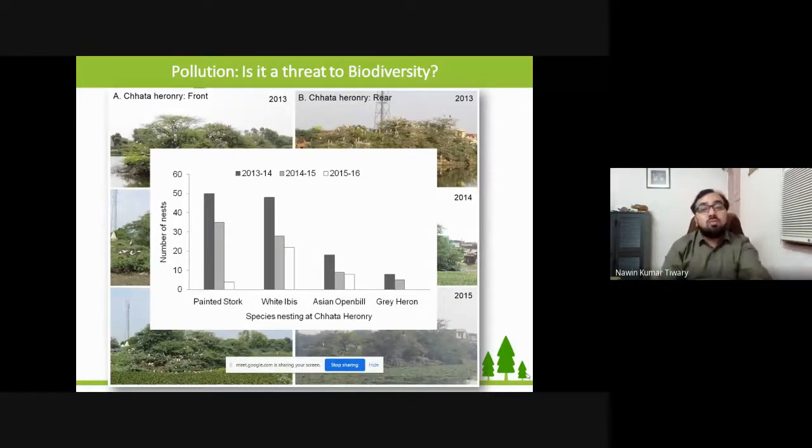So these four birds, which were nesting here, painted stork, white ibises, open bills and grey herons. And over a period of time you can see there is a marked decline in their number. So I just wanted to show you how the quality of habitat matters. And this is actually due to pollution.